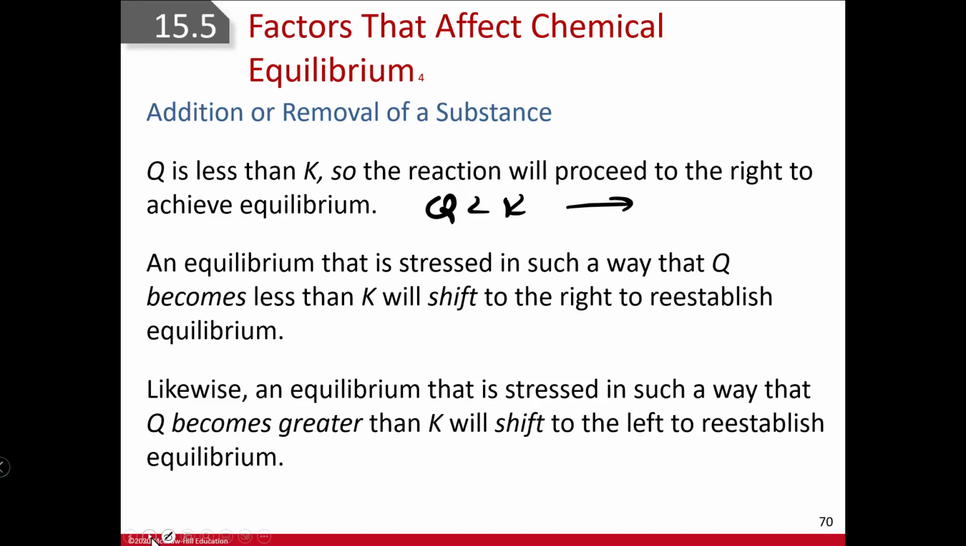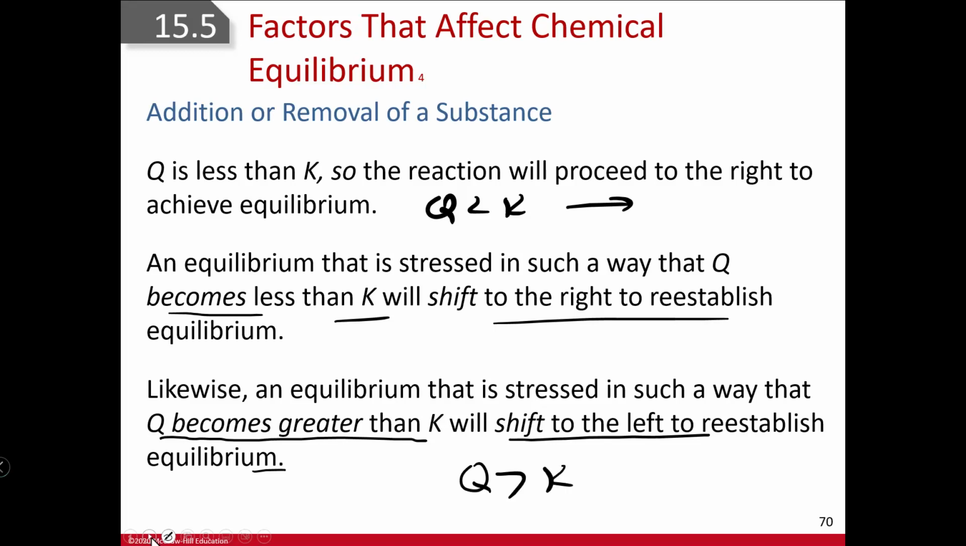So an equilibrium that is stressed in such a way that Q becomes less than K will shift to the right to reestablish. Likewise, if we apply a stress where Q becomes greater than K, then we'll shift to the left to reestablish equilibrium. So really what we're getting at here is Q greater than K or Q less than K, or do we happen to choose Q equal to K? We've already talked about this in the previous video. Nothing's really new here. It's just that we're talking about stresses, and we're talking about Le Chatelier's principle.